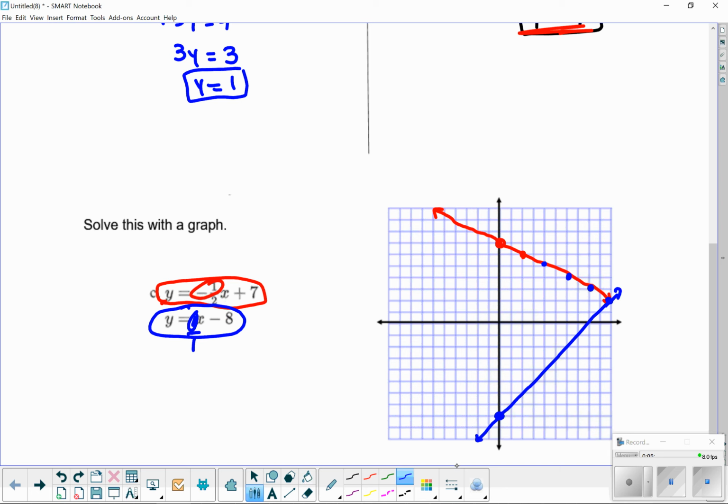So basically they intersect right here. You got to know that, and then the answer is whatever it is. 1, 2, 3, 4, 5, 6, 7, 8, 9, 10, and up to 2. So this answer is going to be 10 comma 2. All right, let's go to the next page.